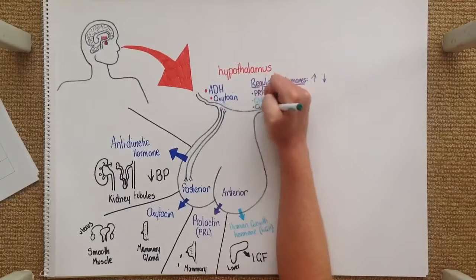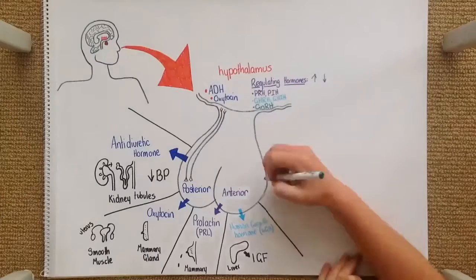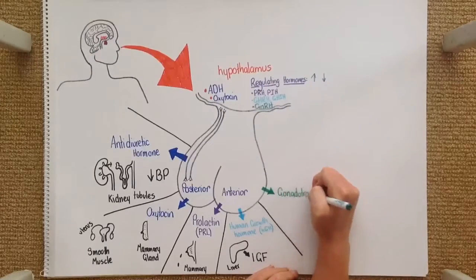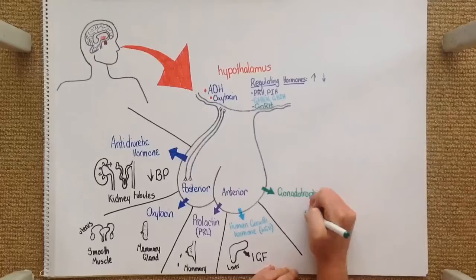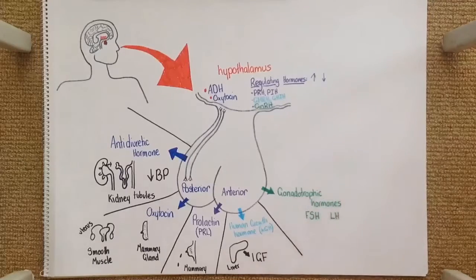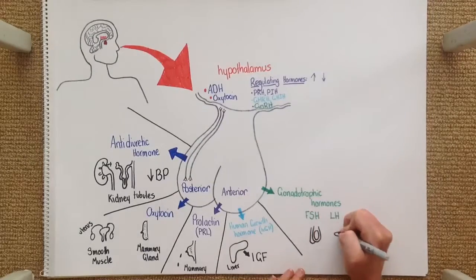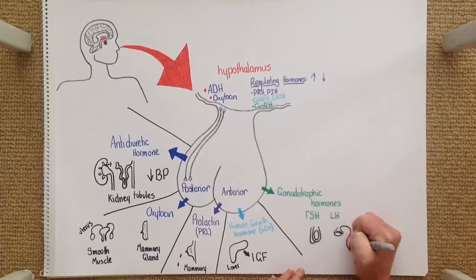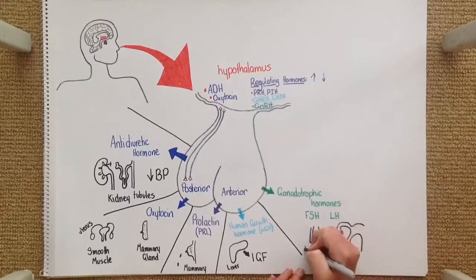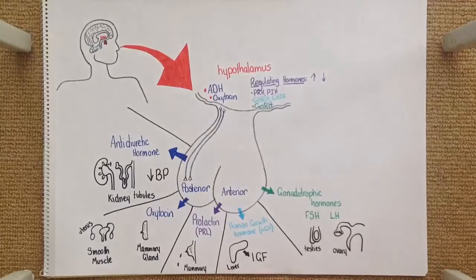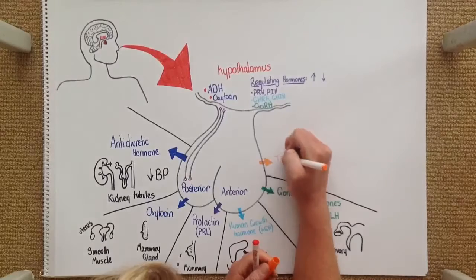Gonadotropin releasing hormone increases the secretion of gonadotropic hormones such as follicular stimulating hormone and luteinizing hormone. These sex hormones target the testes and ovaries and have effects in sperm production and ovulation. This is regulated by a negative feedback system, signaling to inhibit or increase secretion.